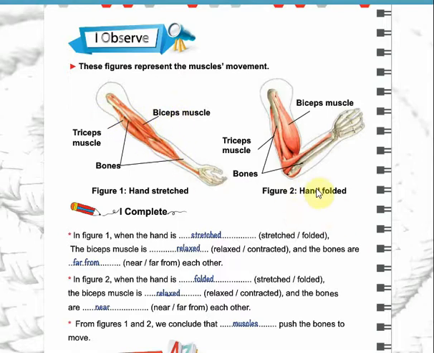However, when the hand is folded, we can say that the biceps muscle contracts and the triceps muscle relaxes and the bones are near to each other. Okay? Here you should say that the biceps muscle is contracted when the hand is folded, okay, not relaxed. This is false here. So we can conclude that muscles push the bones to move, okay?